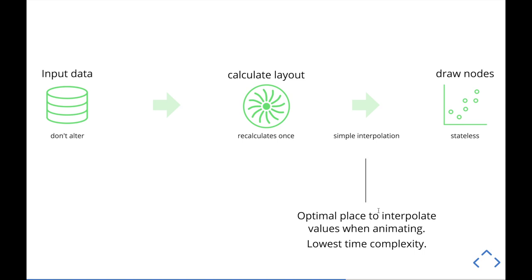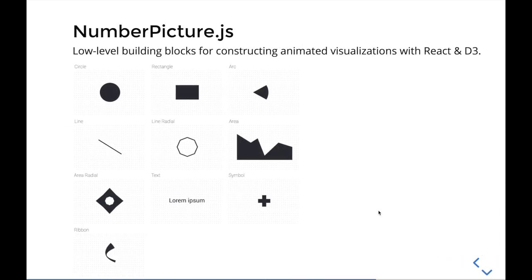The layout has calculated, you perform a simple interpolation just from one set of numbers to another, one array of numbers to another. So you're not doing any transformations in the middle, each tick, and then the interpolated data gets passed to the stateless nodes, which are rendered to the screen. So in this way, we have the lowest time complexity, and it means it's the best way to separate and construct a chart.